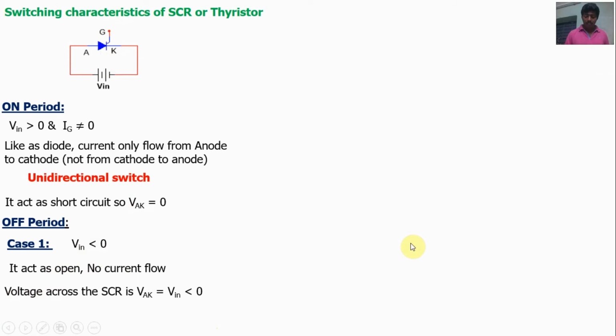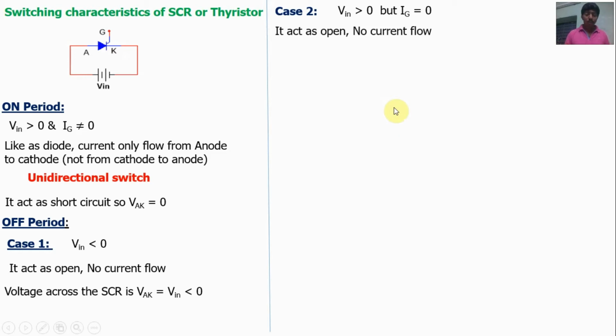Okay, case 2, Vin being greater than 0 but the gate pulse not applied. In this condition also the SCR will be in off condition. Now the device will be open, no current flows, but Vin is greater than 0, so the voltage across the SCR is positive. Okay, so it is possible for the voltage across the SCR to be positive or negative, both are possible during off time, so it's a bipolar device.